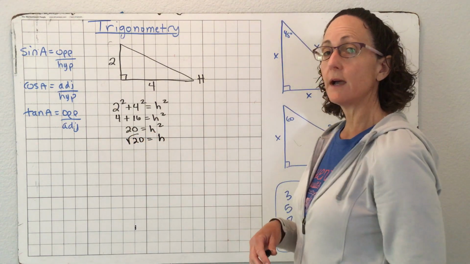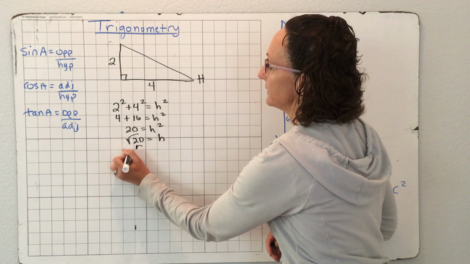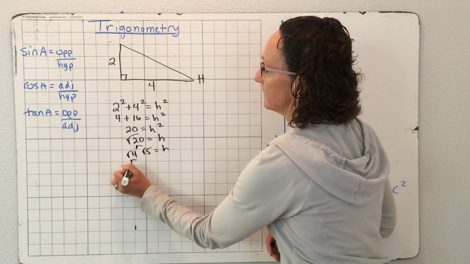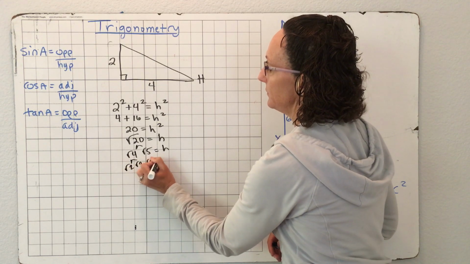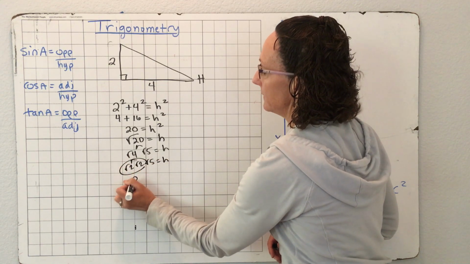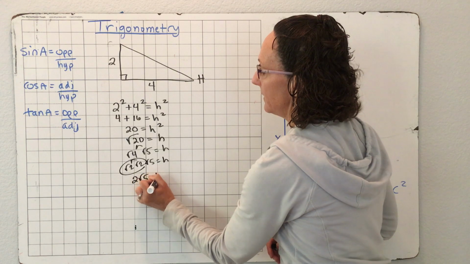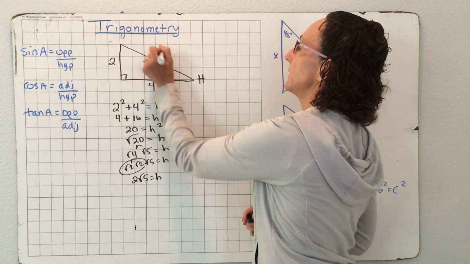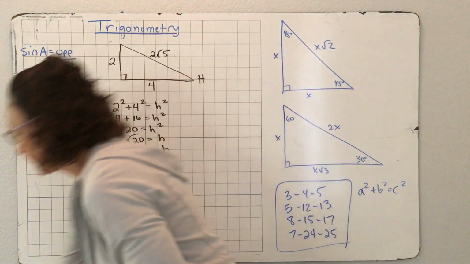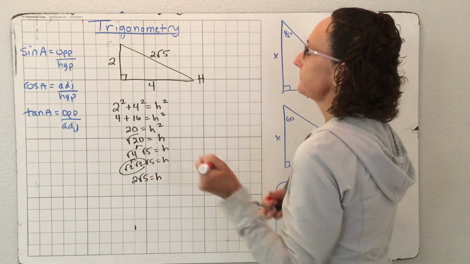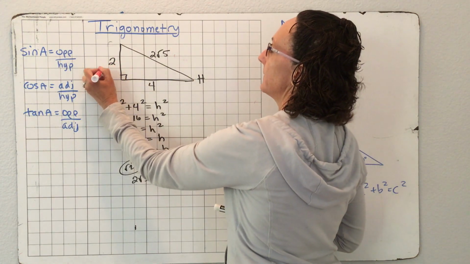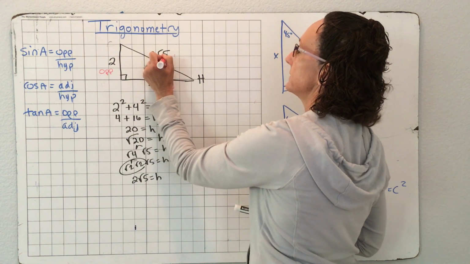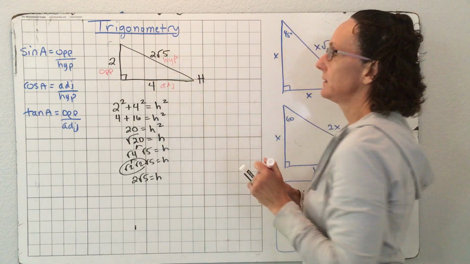Okay, and then you do have to reduce this. So if you break this down, this is √4 times √5. Okay, so you get a pair of 2's and a √5. So the hypotenuse is 2√5 right here, 2√5. Okay, all right, so when you go to mark this, this is the opposite, this is the adjacent, and this is the hypotenuse. Okay.